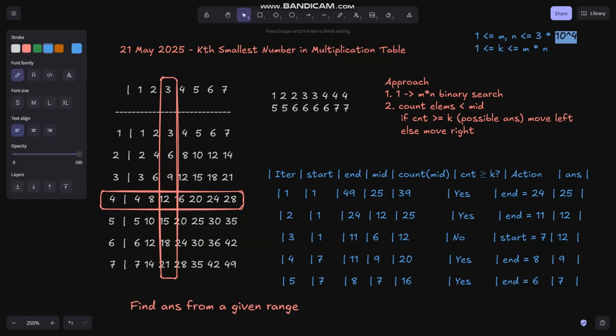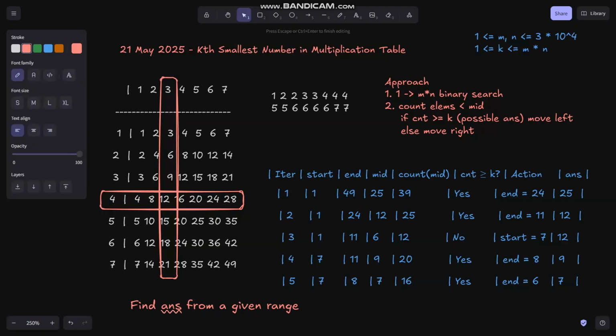So you have to think of something like n log n, where you combine both binary search as well as the linear approach. Another hint in the question is that it is a kind of question where you have to find an answer from a given range. What is the range? 1 to 49. Our answer cannot lie outside this range, right? It has to be between 1 and 49.